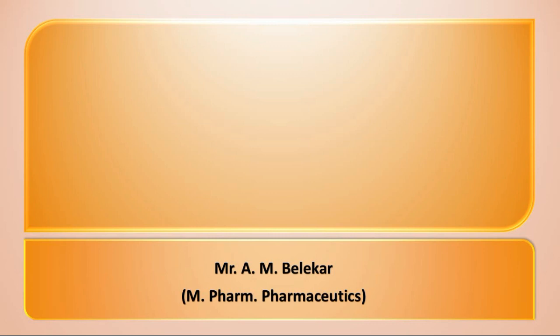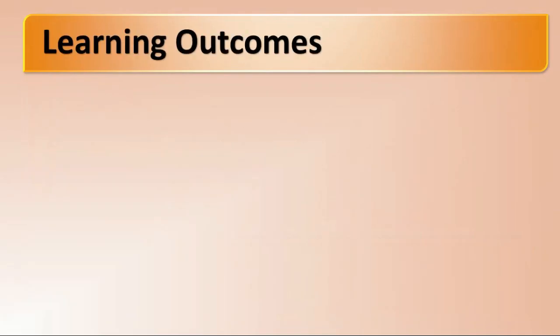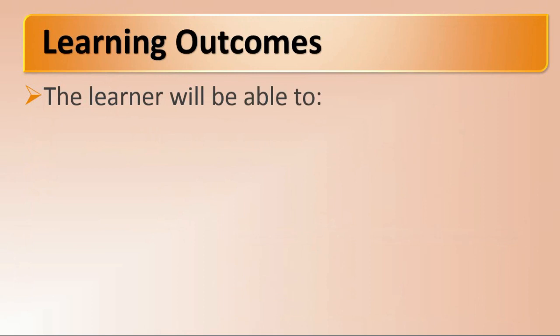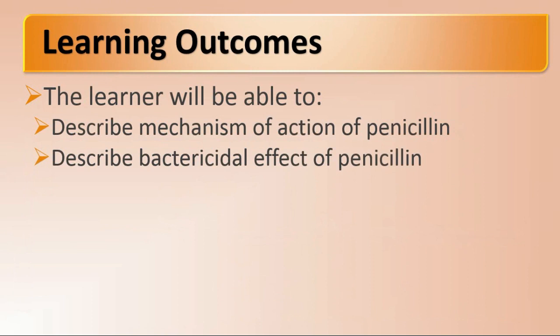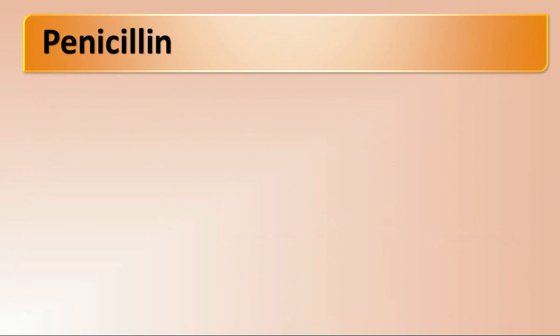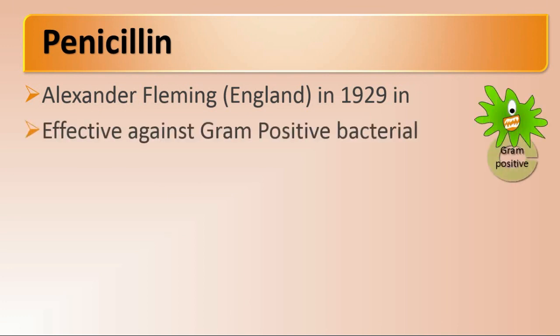Today we are discussing the mechanism of action of penicillin. After going through this video, the learner will be able to describe the mechanism of action of penicillin and describe the bactericidal effect of penicillin. Penicillin was discovered by Alexander Fleming in 1929 in England. Benzyl penicillin has a narrow spectrum of activity. It is effective against gram-positive bacilli and cocci.